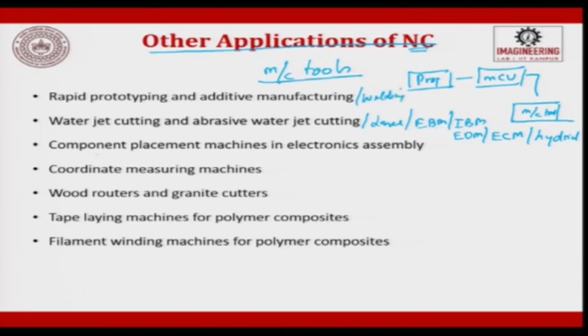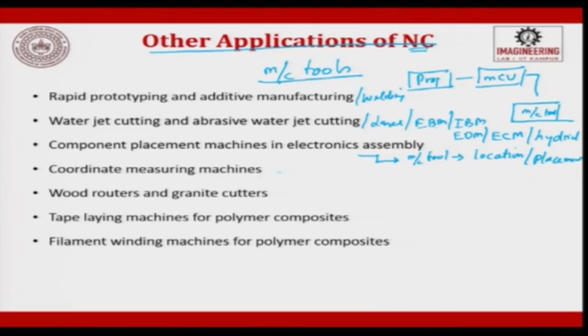Okay. Then component placement machine in electronics assembly. So, here what we are talking about is, here it is not a machining. So, here you will have a machine tool wherein it is used only for location and placement of the parts at the required spot. So, for example, IC chip in a PCB. So, these are component placing machines.